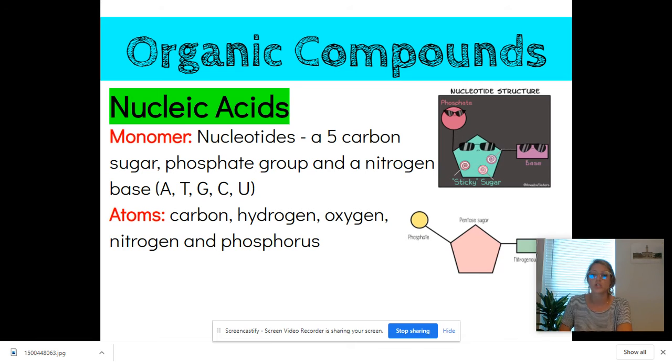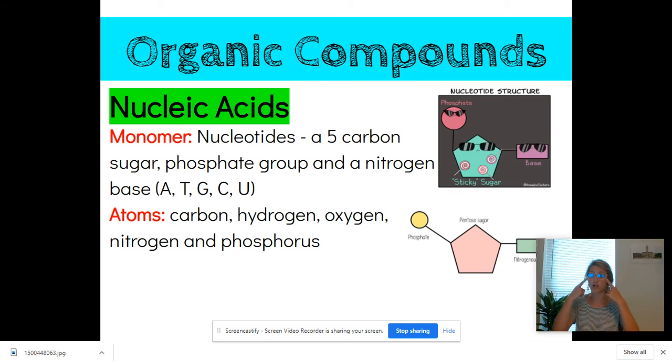All right, so to dive in a little bit deeper, the monomer of my nucleic acids is known as a nucleotide. A nucleotide has 3 parts. I repeat, 3 parts. Number 1, a 5-carbon sugar. Number 2, a phosphate group. And number 3, that nitrogen base. Again, that nitrogen base changes from an A, T, G, C, or U. That is how it makes us different from one another.